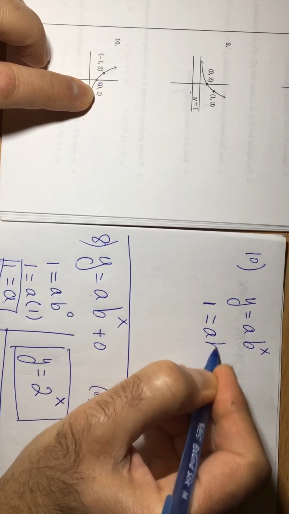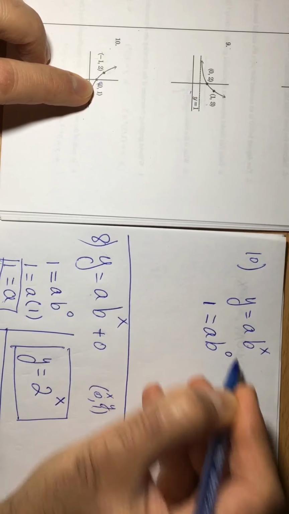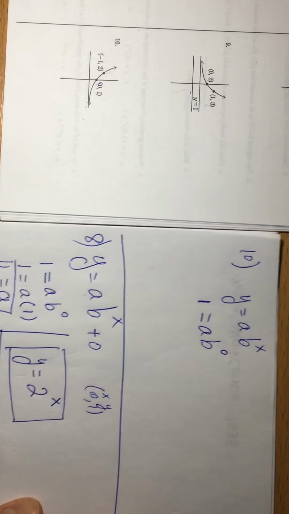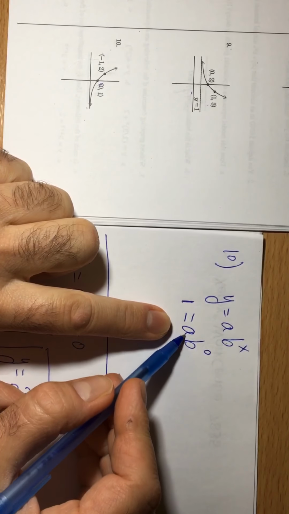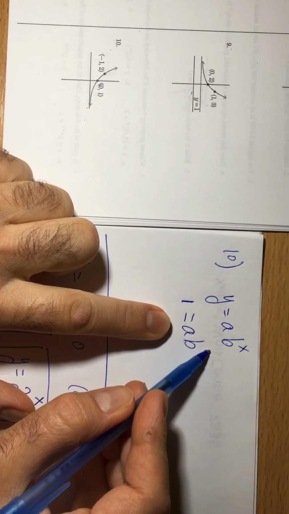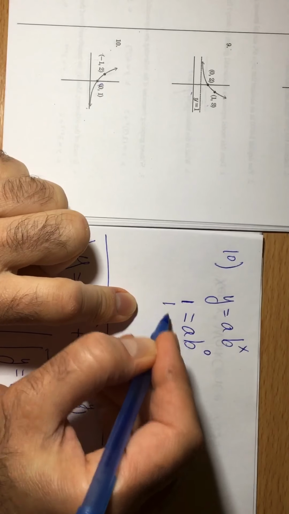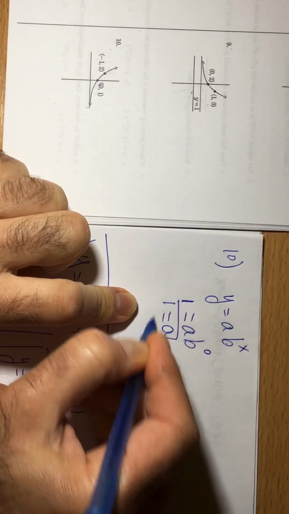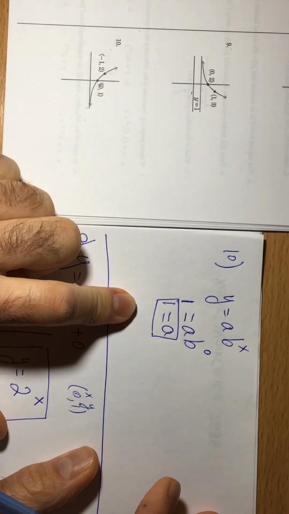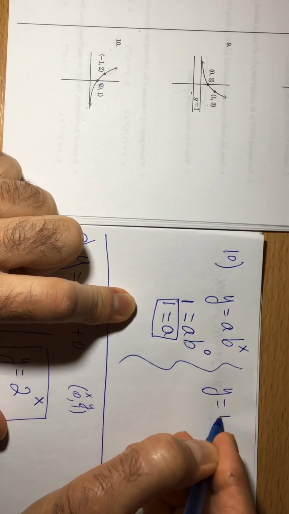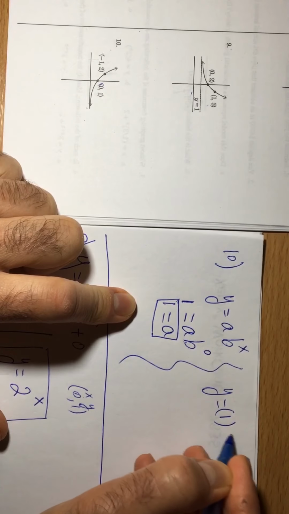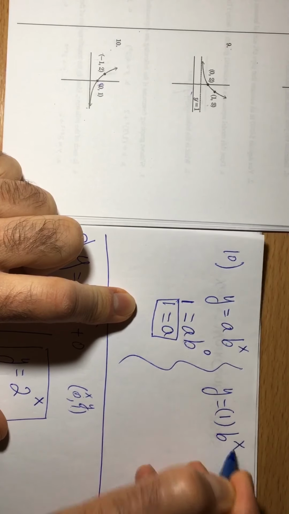A, I don't know what it is. B, I don't know what it is. But x is 0. Okay? So therefore, b to the 0, anything to the power of 0 is 1. 1 times a is a, so 1 equals a. So we found our a. Okay, rewrite the equation. Y equals 1, and you don't have to show it. I don't know what b is, to the power of x.